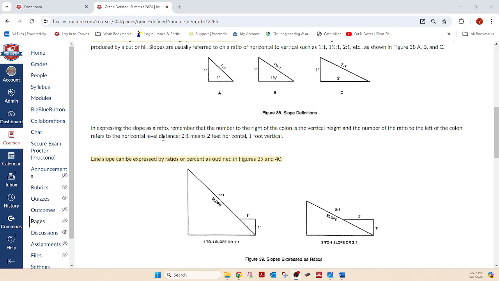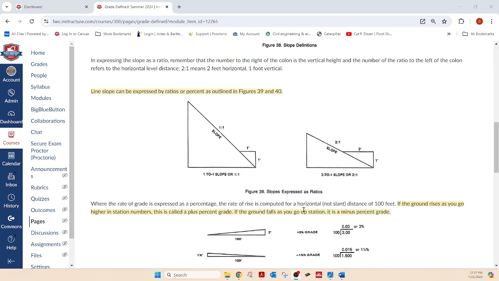Did I finish reading it? And expressing slope rate, remember the number to the right of the colon is the vertical. That's that 1 you're seeing there. Every time we go 2, we go up 1. To the right is the vertical, and the horizontal is the figure to the left.